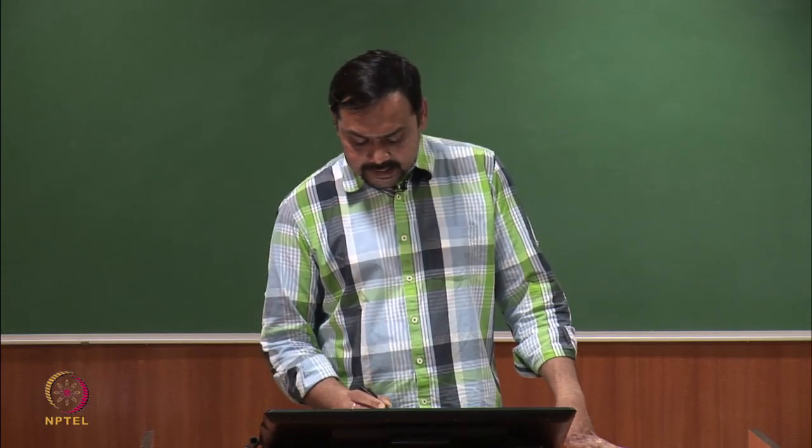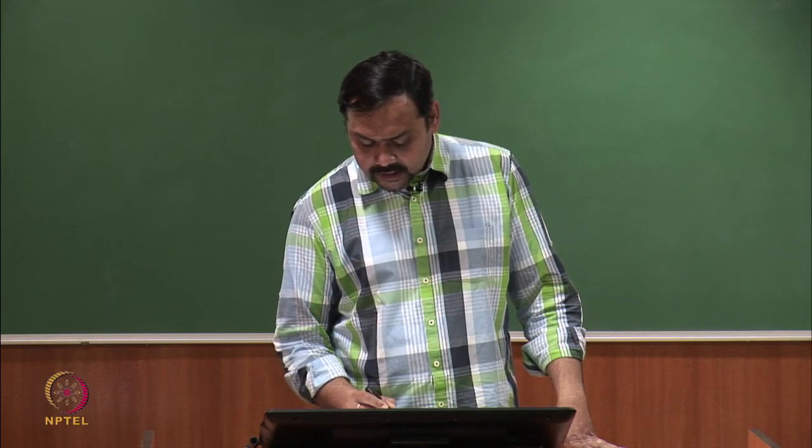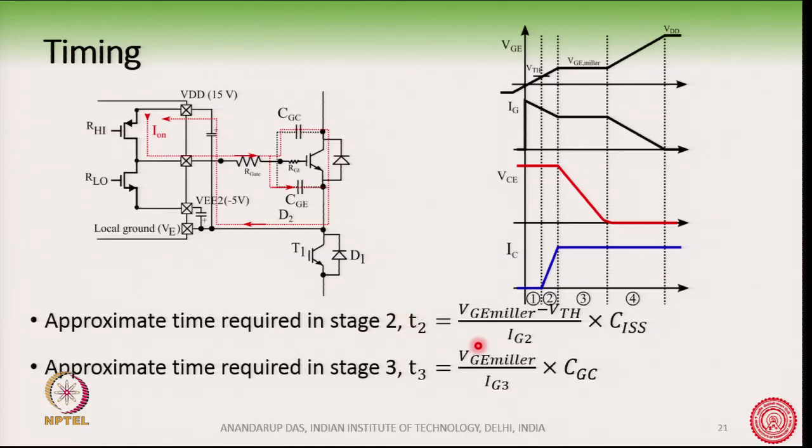So, a very rough approximation of the time required in stage 2: Ig2 into T2 is the total charge, and this total charge is equal to C times V, so VG Miller minus V threshold into CISS. So, this is the equivalent capacitance here, and the approximate time required in stage 3 is based on the VG Miller voltage.